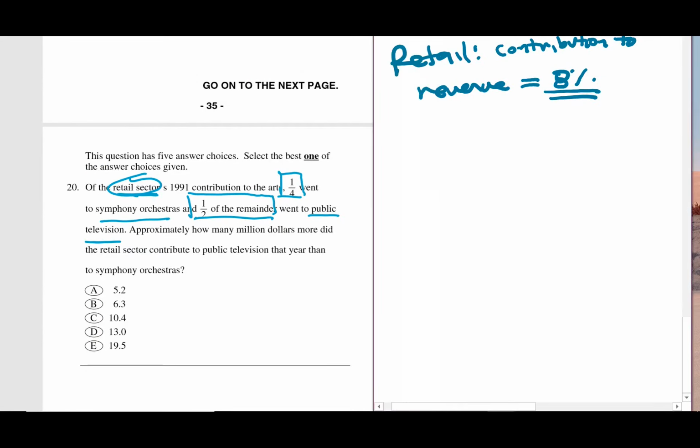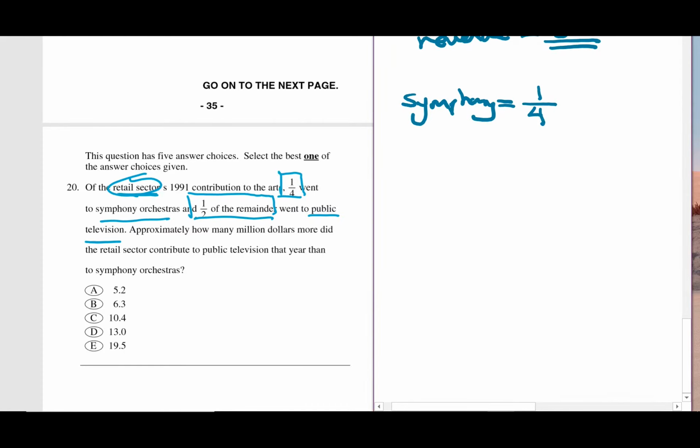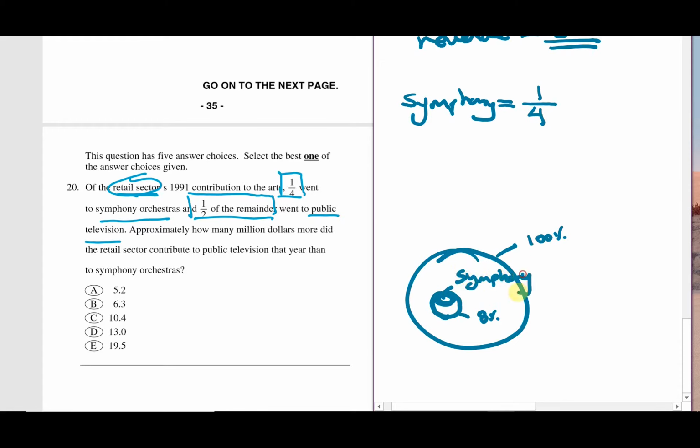It says the contribution to the arts went, so we separate symphony equals 1/4. But then because the retail is 8%, we're taking this contribution essentially, basically if we have, let's just suppose we have a set. This is 100%. Retail is somewhere in here, let's say this is smaller, it's 8%. But 1/4 of this is the symphony contribution.